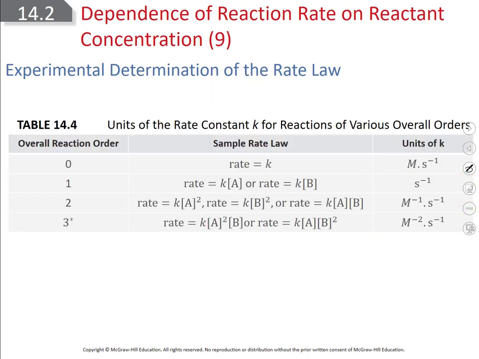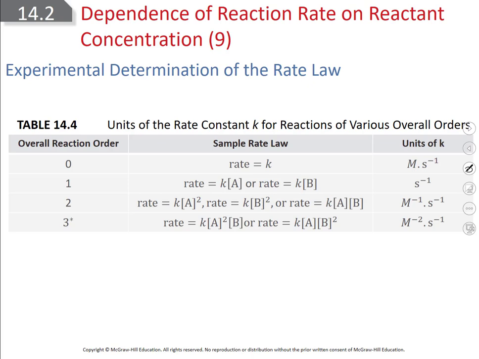All right. So this table is on the bottom of page 617, and this talks about the overall reaction order, what the rate laws typically look like, and what the unit of your K will end up being. So 0th order means that concentration of no reactants had any effect on the rate. So your rate law is just going to be the rate constant. Concentration of no reactants had any effect.